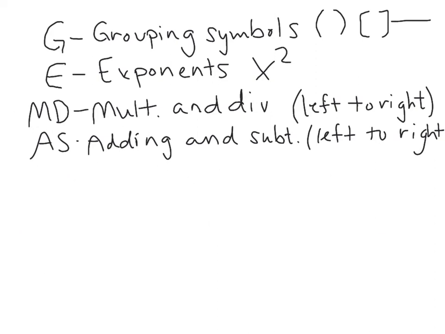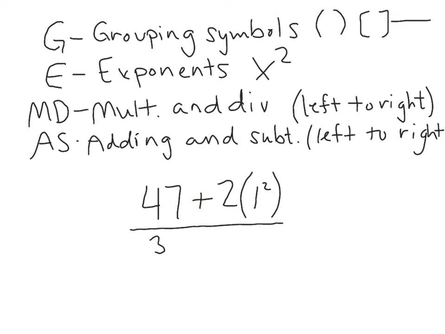example, and this one has a fraction bar, 47 plus 2 times 1 to the second, all over 3 plus 2 times 2. Okay, so we have this long fraction bar, and what that does is it breaks this into two separate problems, and then we're going to do that dividing at the very end. So it groups the top together and the bottom together.